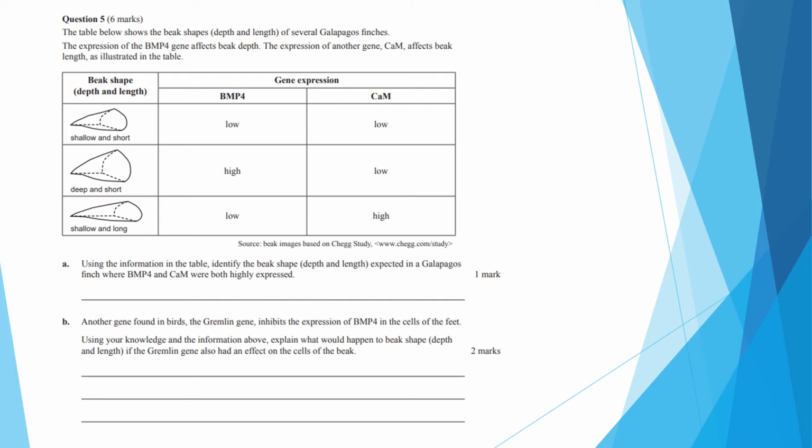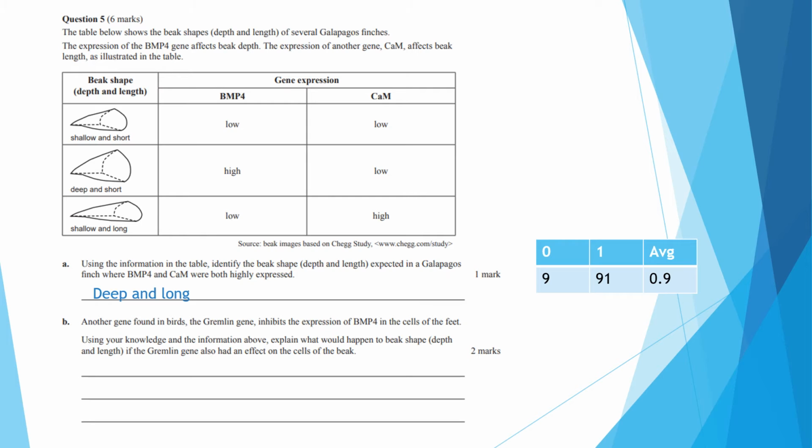Okay, so part A asks if BMP4 and CAM are both highly expressed, what beak shape would you expect? Now, if BMP4 is high, you're looking at that second row, and given that BMP4 affects the beak depth, you would expect it to be deep. If CAM is high, we're looking at the third row, and since CAM affects the beak length, you would expect it to be long. So the answer here would be deep and long.